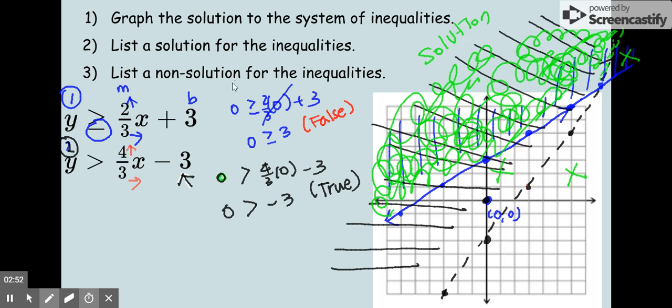All right, now I need you to answer at least one solution for this system. If you choose any point in this green area, that's going to be an answer. I just chose this one, (-2, 5). The answer may vary. And also at least one non-solution: any point outside this green area. Your answer could be this one. Any point outside the green area can be the answer, like (0, 0), or (2, -3).